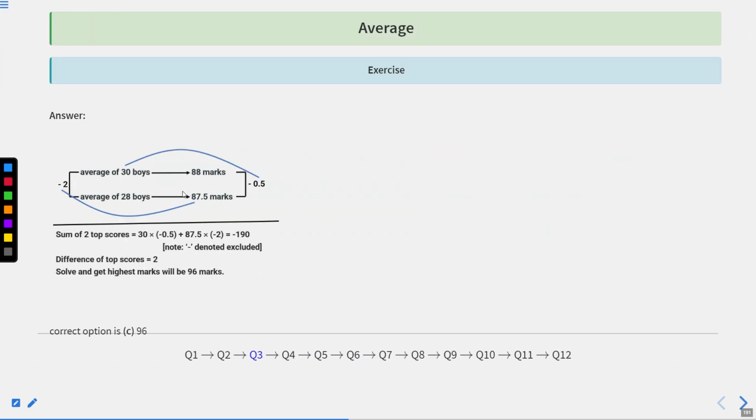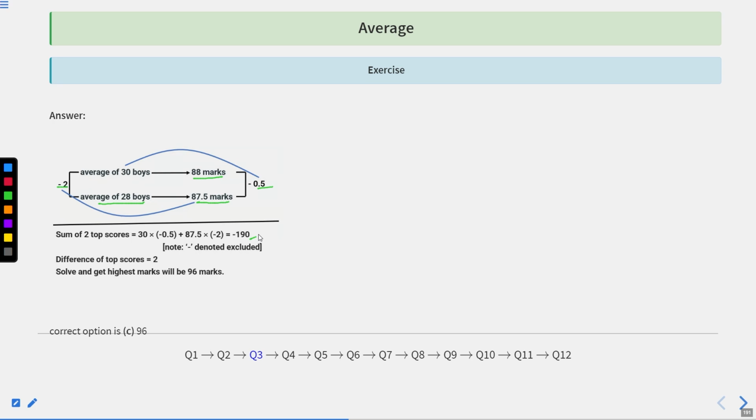So let us have a look over the solution. It is given to us that the average of 30 boys is 88 marks and the average of 28 boys, after excluding the two highest scorers, is 87.5. So the difference in the number of students is -2 and the deduction in the average is -0.5. So the sum of the top two scorers will be 30 times -0.5 plus 87.5 times -2. So it is -190.